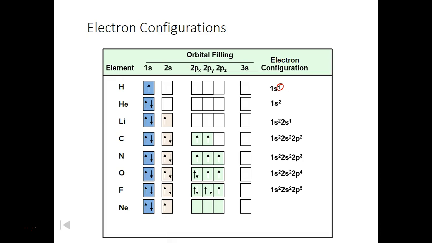And then finally, neon has 10 electrons. 1, 2, 3, 4, 5, 6. If you notice one thing over here, these exponents add up to give you the total number of electrons. It's a way we can check our work. 2 plus 1 is 3. Lithium has 3 electrons. 2 plus 2 plus 2 is 6. Carbon has 6 electrons. We can check our work like that. 2 plus 2 plus 3 is going to be 7, just like nitrogen. 2, 2, and 4 is 8, 9, and 10.